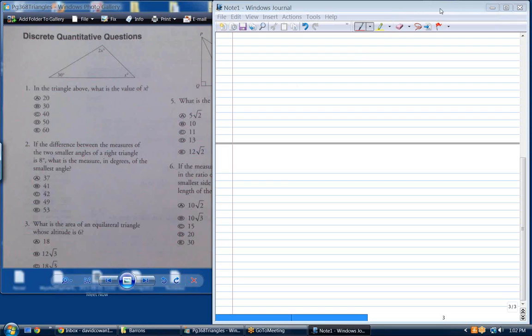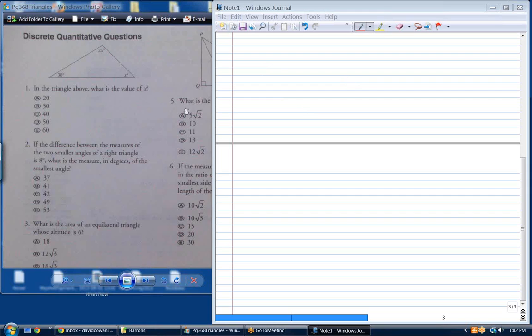Number 1. Well, I want to say the answer is 60, but that's just because it looks like a 30, 60, 90. It does look like that. But then it wouldn't make sense, because if 60 is x, then 2x is 120 and not 90.